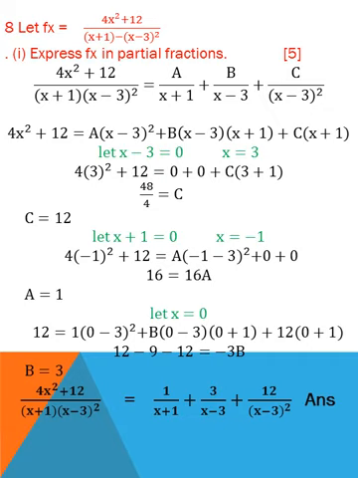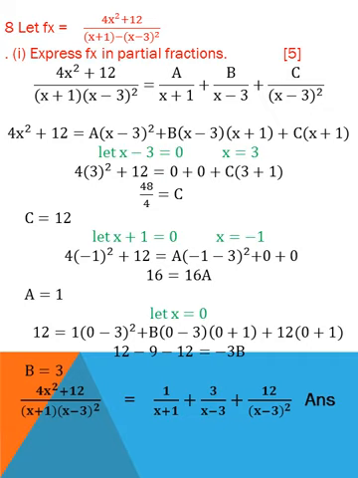4x square plus 12 over x plus 1 into x minus 3 whole square is equal to a over x plus 1, which is linear, I use the power also in linear form, b over x minus 3 plus c over x minus 3 whole square. Then multiply x plus 1, x minus 3 whole square on both sides. I get that 4x square plus 12 is equal to a into x minus 3 whole square plus b into x minus 3 into x plus 1 plus c into x plus 1.